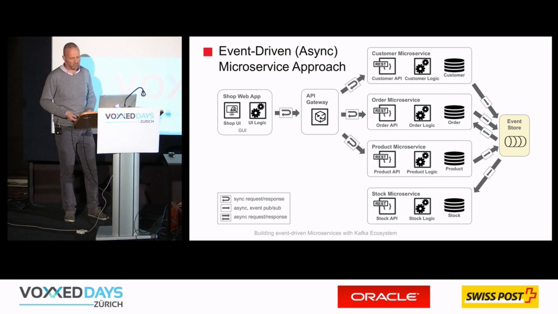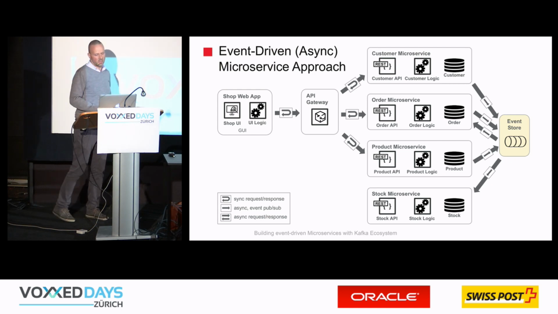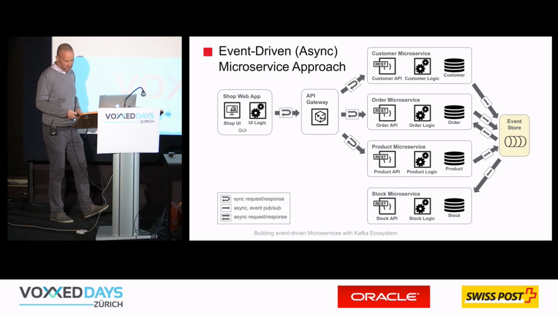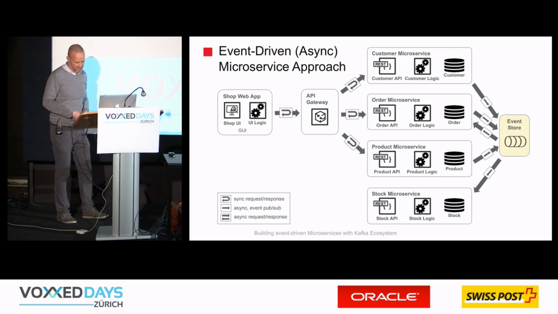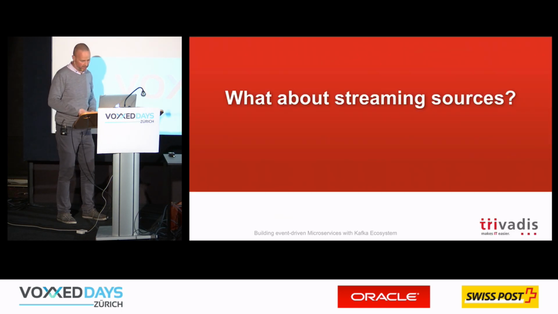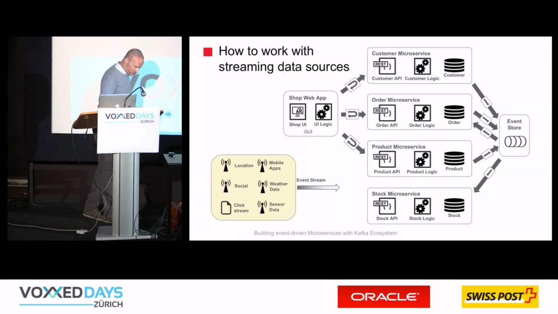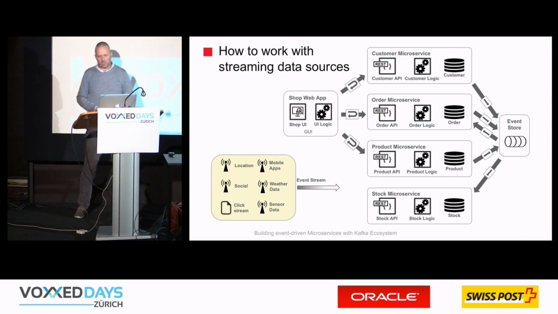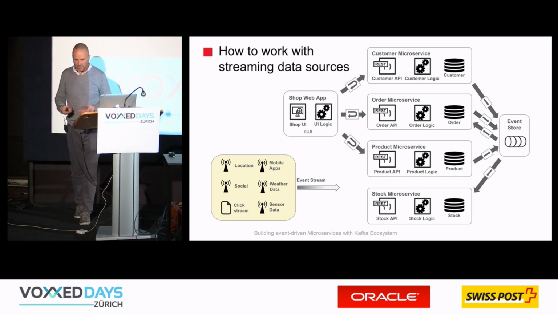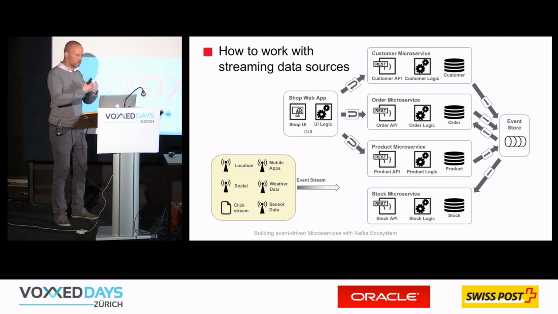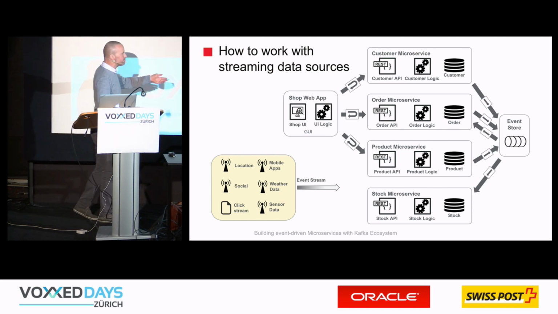I mean, they're still important, but the event store is maybe, from a reliability perspective, more important than your databases or than your microservices. It's kind of the central nervous system, as Kai mentioned this morning. Now you could say, what about streaming sources? What about modern IoT flows or social media streams or click streams? Can I handle them as well?